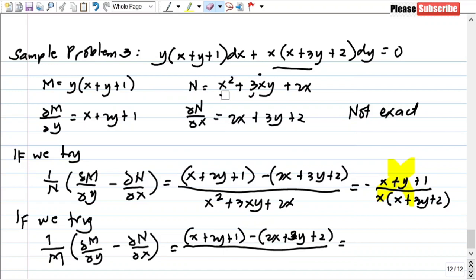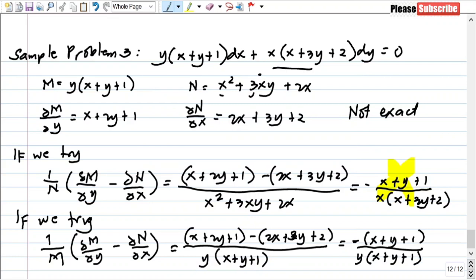Burahin natin. So, ano yung m natin? Ito ay y times x plus y plus 1. So, this will be, lalabas natin yung minus, negative, x plus y plus 1 over y times x plus y plus 1. So, this cancels out. Ano nangyari? Ang natira lang ay negative 1 over y. So, this is a function of y alone na lang. So, ibig sabihin, mas applicable yung isa, 1 over m times the partial derivative of m with respect to y minus the partial derivative of n with respect to x.